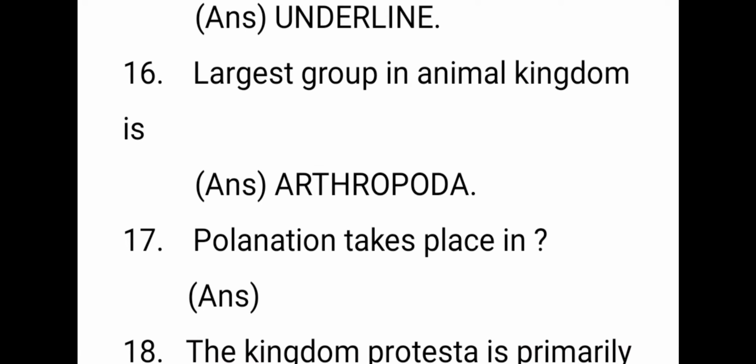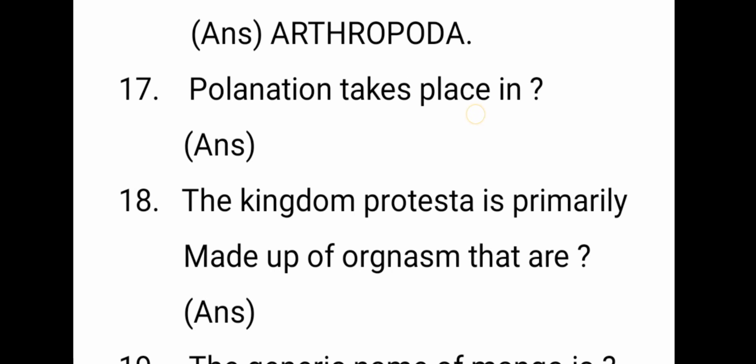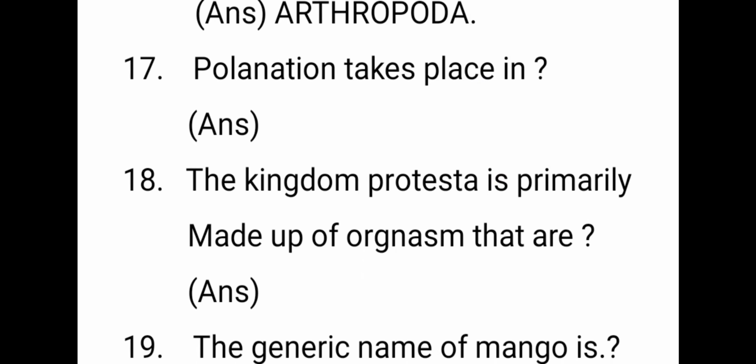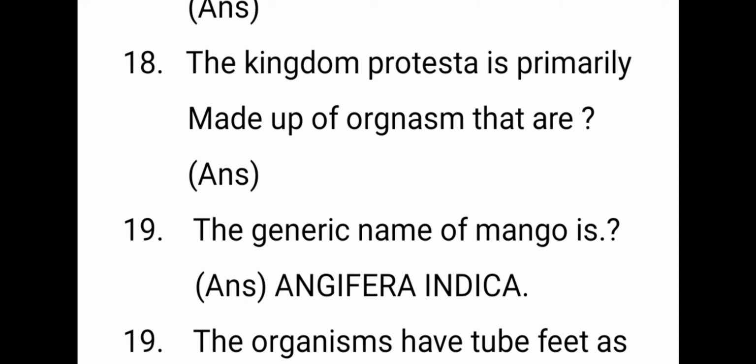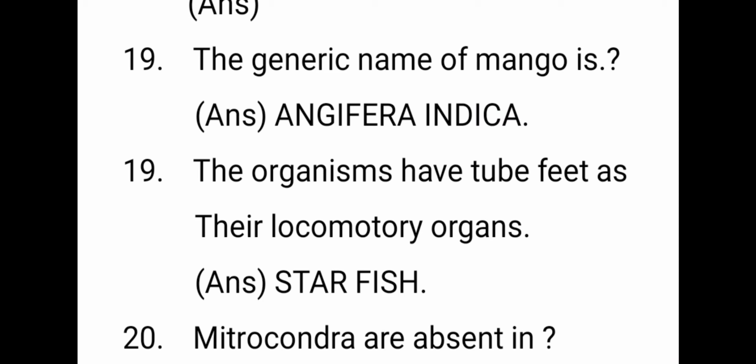Next: the largest group in the animal kingdom is Arthropoda. Pollination takes place between the male and female parts, the anther and stigma. The kingdom Protista is primarily made up of organisms that are... The next question: the genetic name of the mango is Mangifera indica.